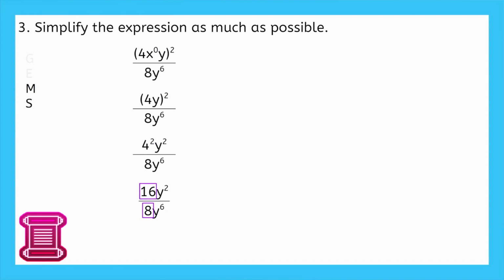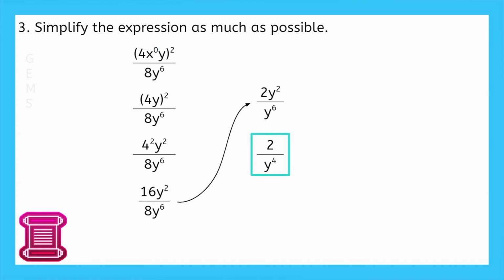There's constants in both the numerator and denominator. Is there anything we can do with those? Both 16 and 8 are divisible by 8, so we can simplify them just like a fraction, leaving us with 2y squared over y to the power of 6. Finally, the y components have the same base and are dividing, so we can subtract the exponents. The component in the denominator has the larger exponent, making our final simplified expression 2 over y to the 4th. There is no subtraction or addition, so this expression is fully simplified.